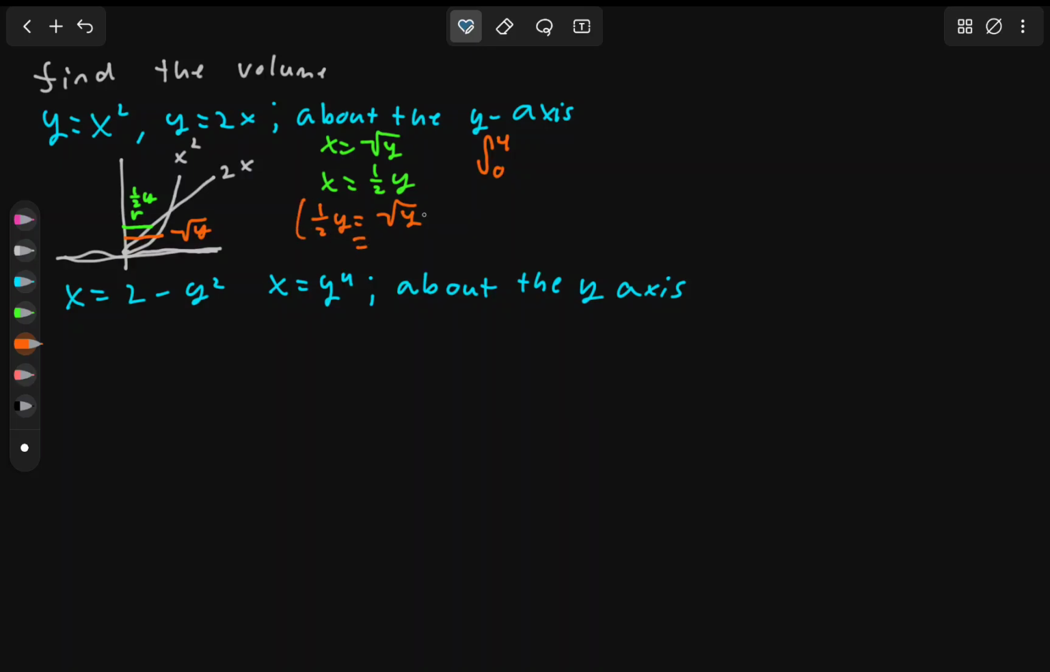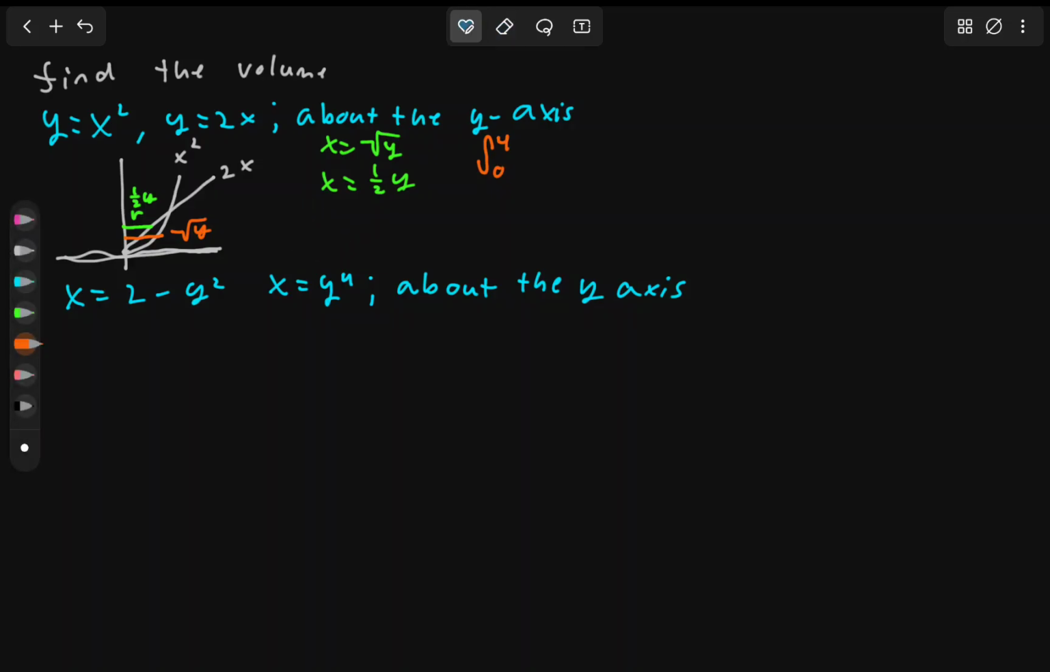Alright, so then we'll square both sides. So we get y is equal to 1/4 y squared. Move that over to the other side, so we get 1/4 y squared minus y. Factoring out 1/4 y, we would get y minus 4. And we can clearly see that this is going to be from 0 to 4. Okay.